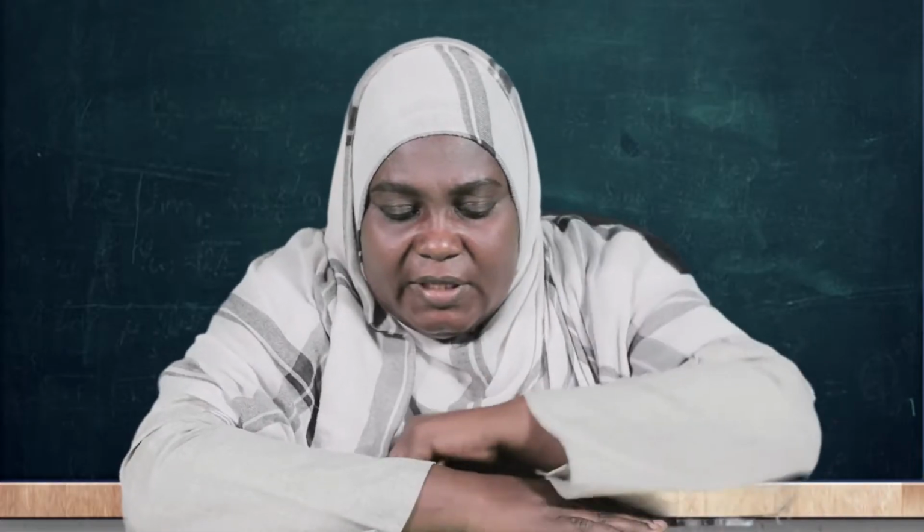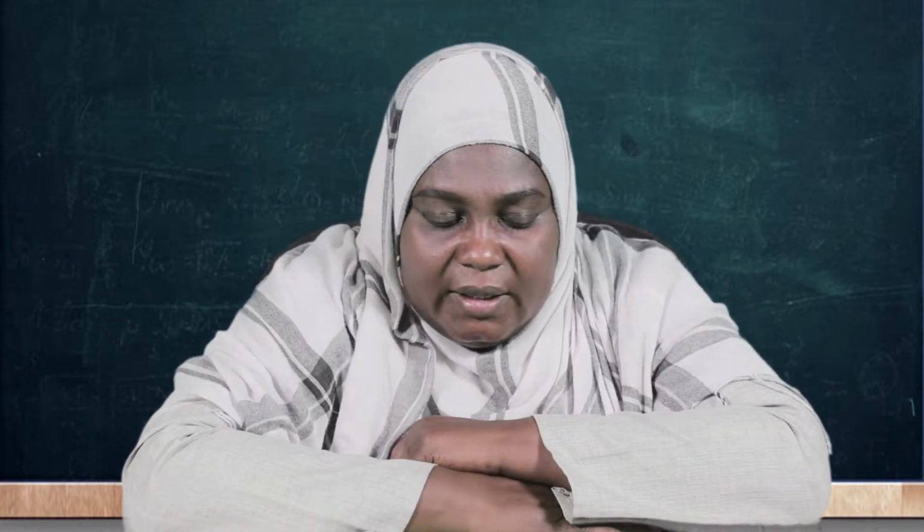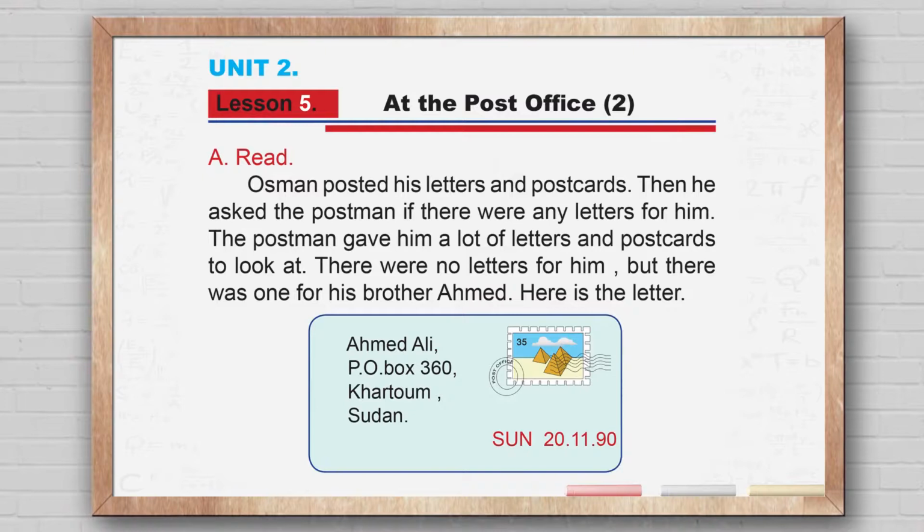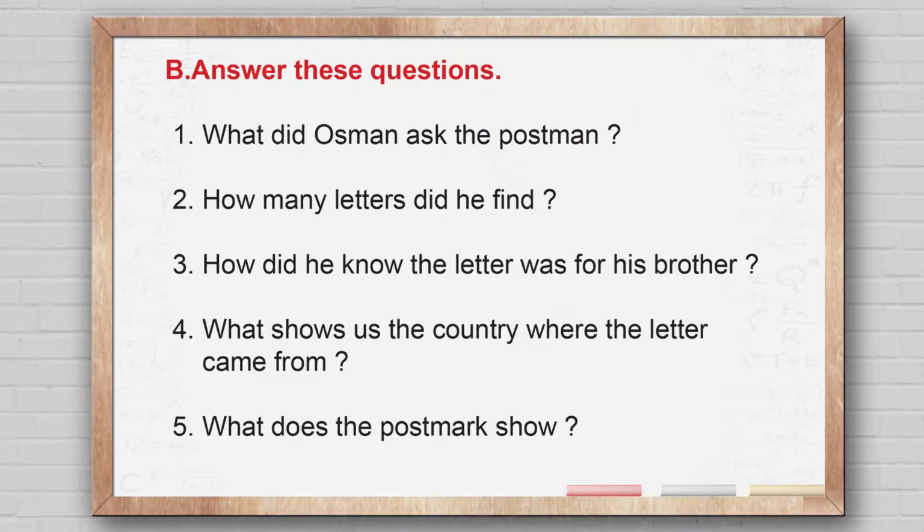On the envelope there was also a postmark. This has the date of the day when it was posted. Can you read the date on the postmark? Sunday, the 20th of November 1990. Exercise B. Answer the questions. What did Usman ask the postman? He asked him if there was a letter or a postcard for him.